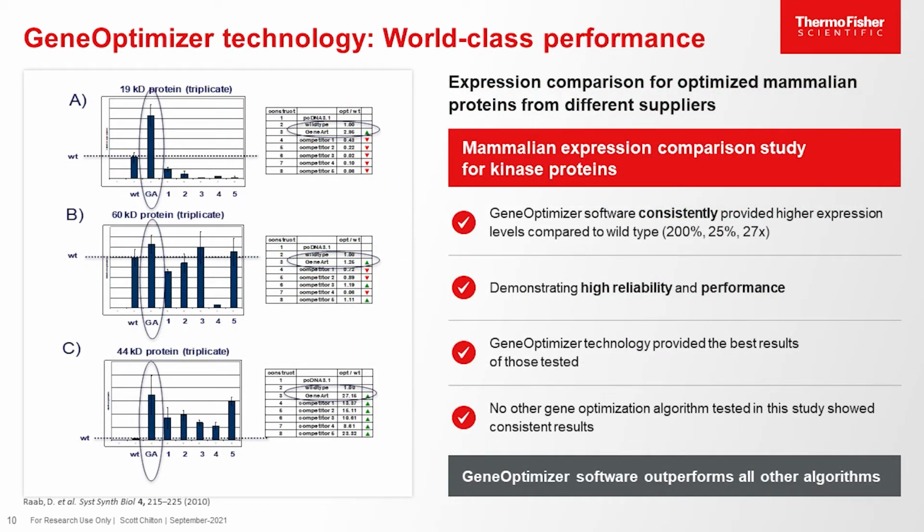This isn't just something that we've worked out in theory. This is something that we know works. Here's some data that is from a peer-reviewed publication. So as you can see, our gene optimizer algorithm performs very well and performs very consistently across these different scenarios that you see here. And in many cases, actually outperforms a lot of the competitors that are on the market.